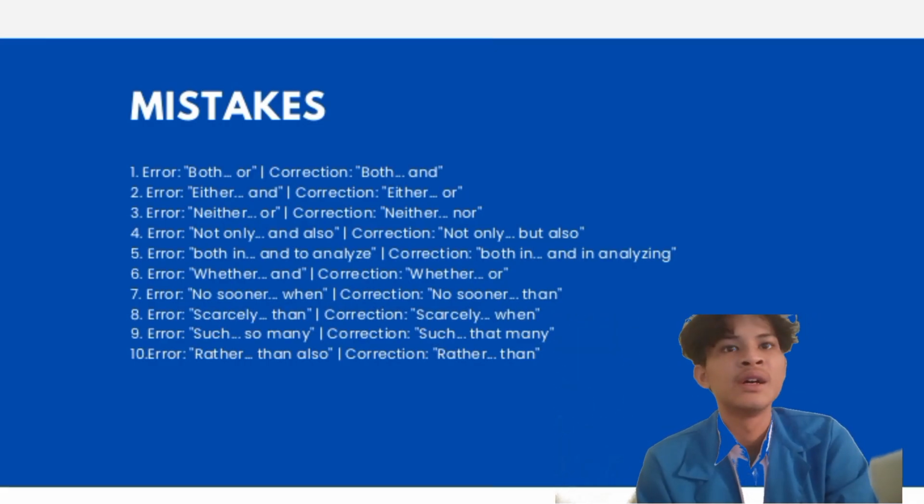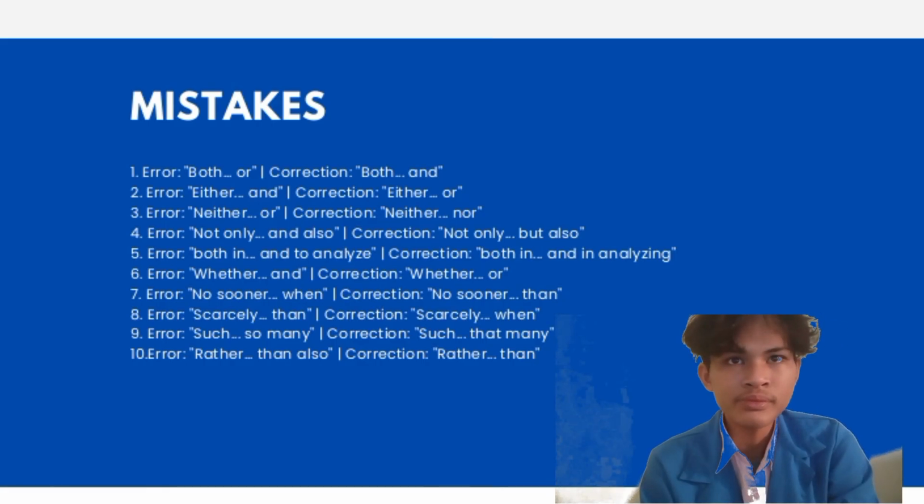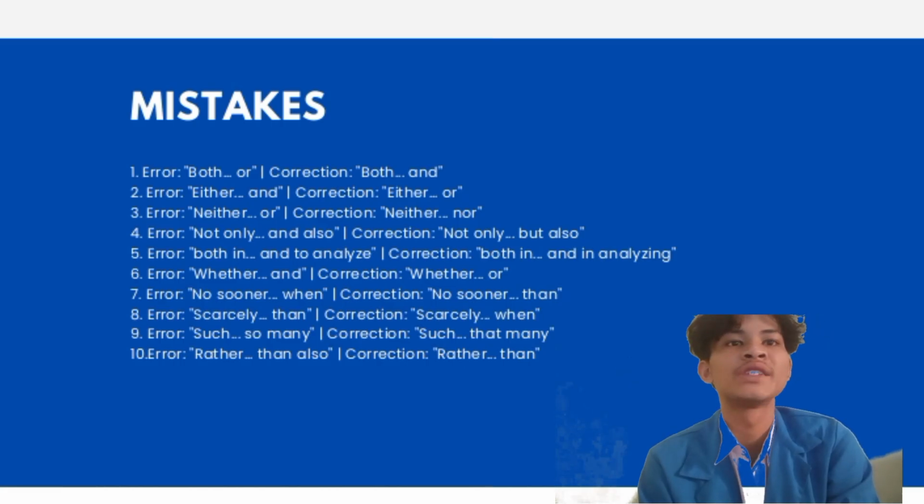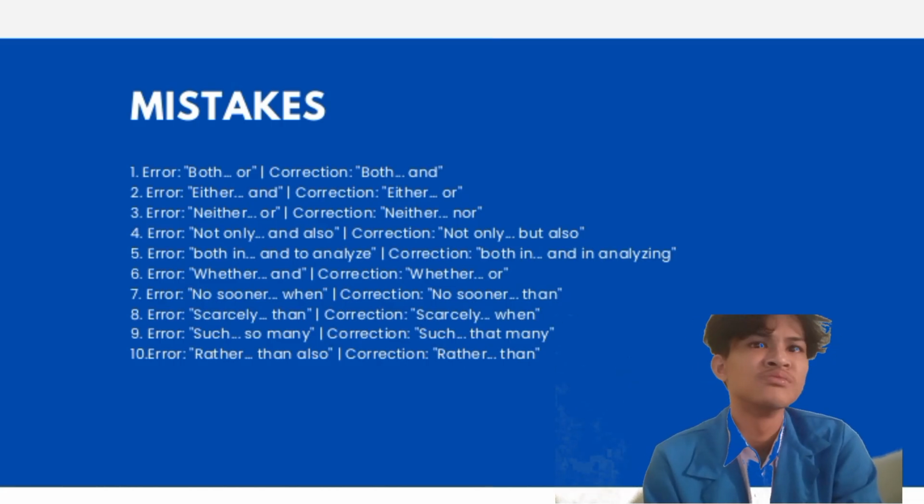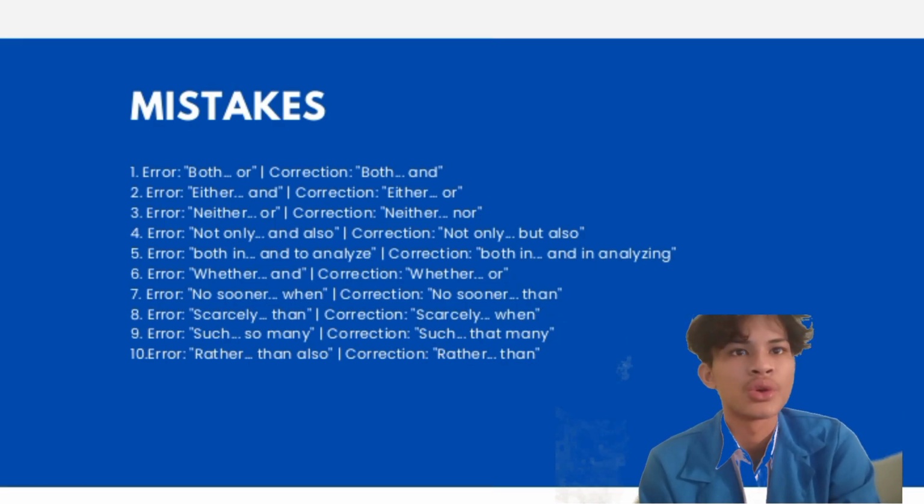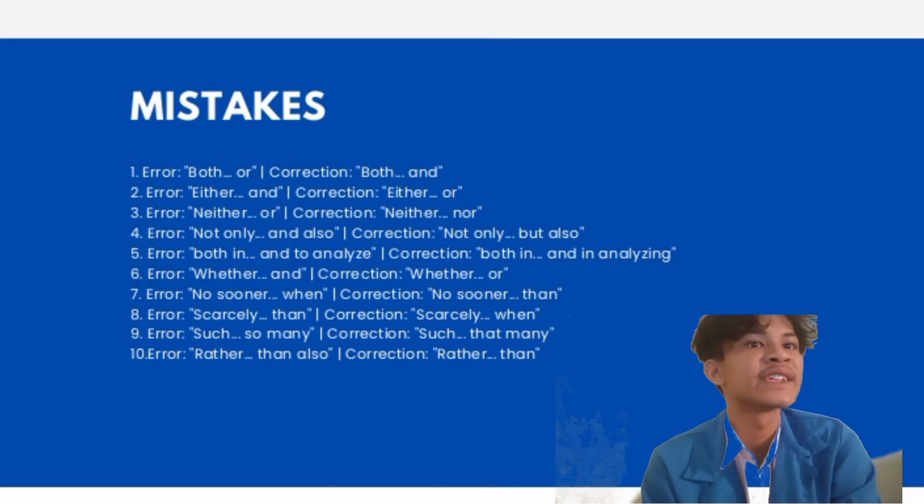Number 1, but or, and then the correction is but and. Number 2, either and, the correction is either or. Number 3, neither or, and the correction is neither nor. Number 4, not only and also, it's wrong, and the correction is not only but also.